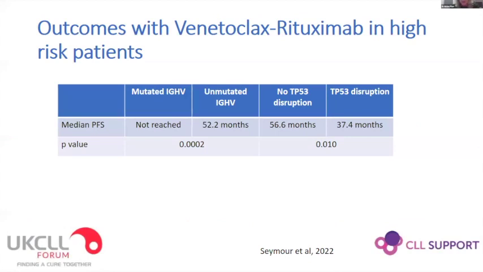When we divide these out into the risk groups that we know about, so the IGHV status and the p53 status, bearing in mind what we've seen with the BTK inhibitors, where the continuous BTK inhibitors don't seem to have such a differential when we apply IGHV status or p53 aberration, you can see here that with venetoclax rituximab, IGHV and p53 disruption do have an impact on outcomes.